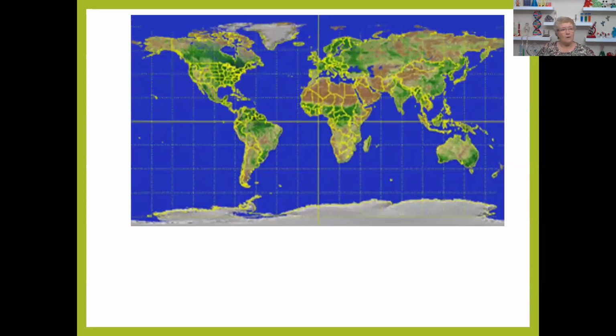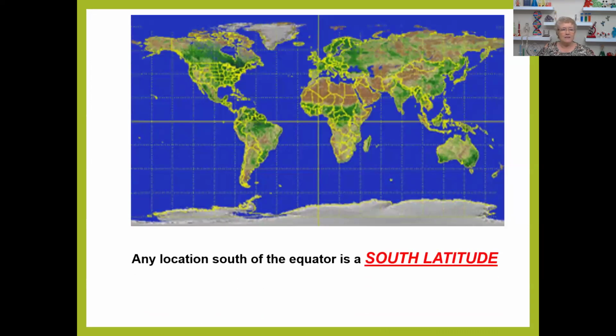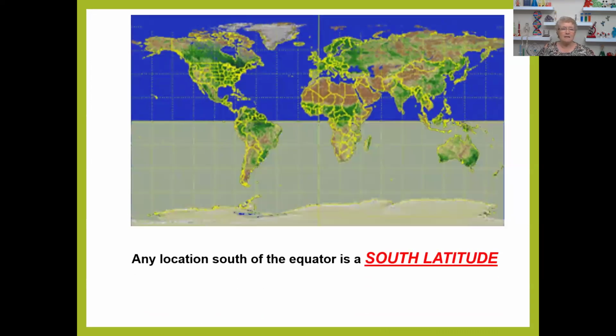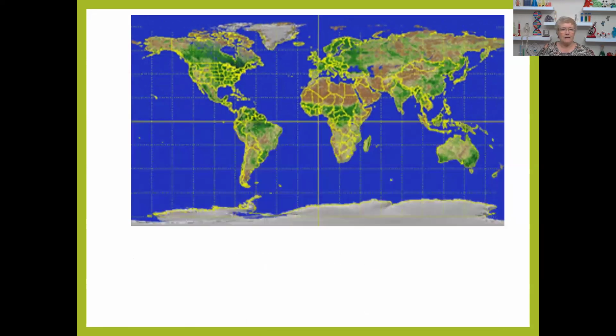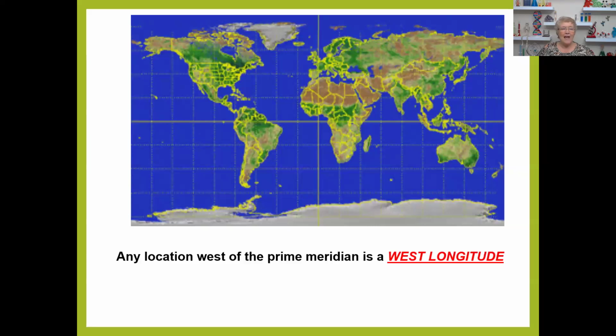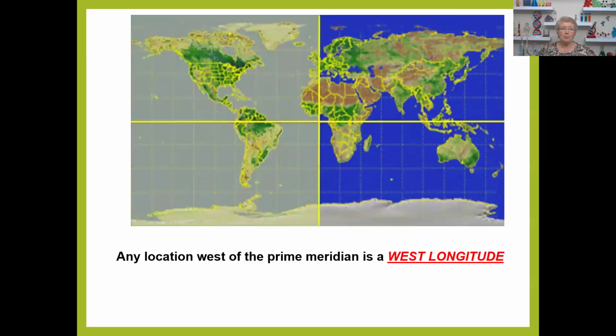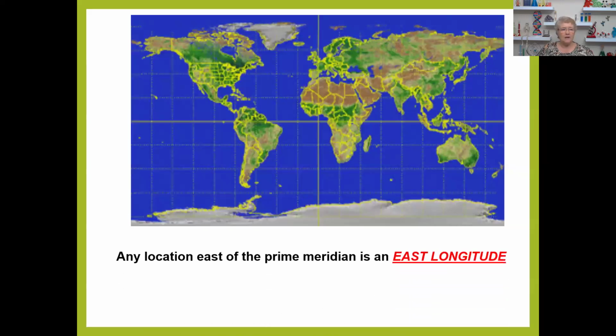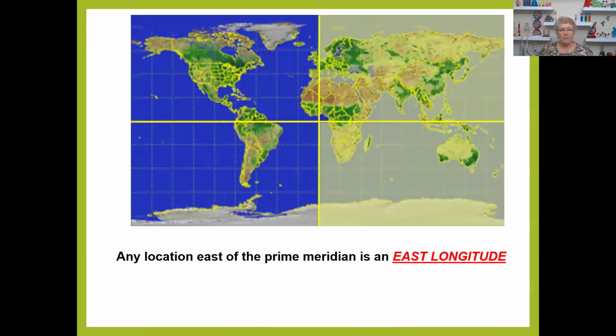Okay, so any location that is south of the equator is a south latitude, like is grayed out in the picture there. Any location that is west, that way, of the prime meridian is a west longitude, and any location that is east of the prime meridian is an east longitude.